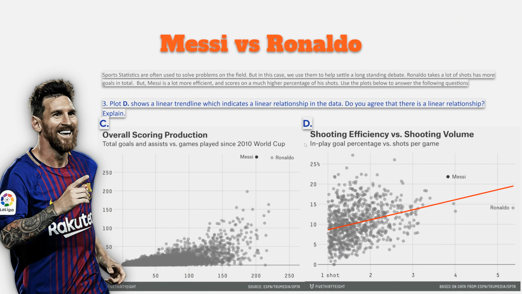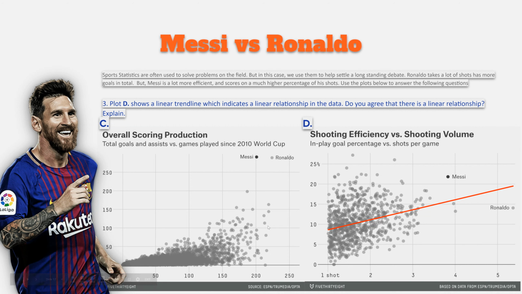Next thing we're going to look at is Messi versus Ronaldo. Okay, so we are going to use statistics to help us determine who's the best soccer player, Messi or Ronaldo, okay? So if we look at some data here from 538 Sports, as we can see, as far as goals and assists, they're pretty much on the same page. Messi is the darker color and Ronaldo is the lighter color here.